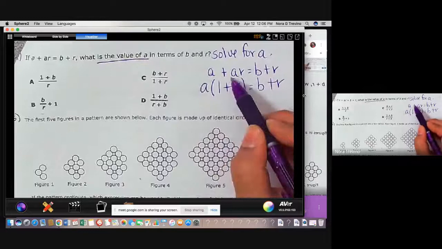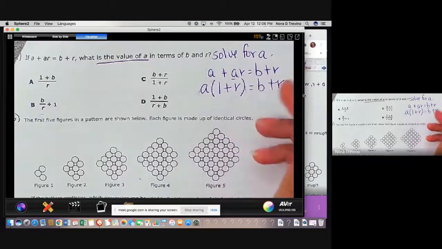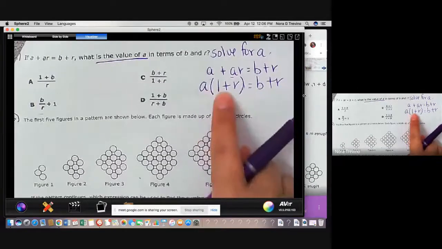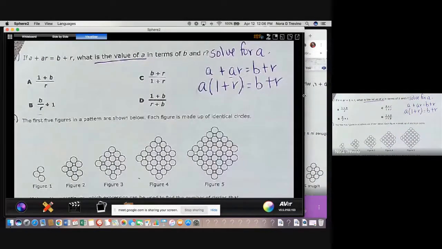This is equal to that. A times 1 is A. A times R is AR. Which kind of works backwards. This is the distributive property, and me taking it out is called factoring, okay?